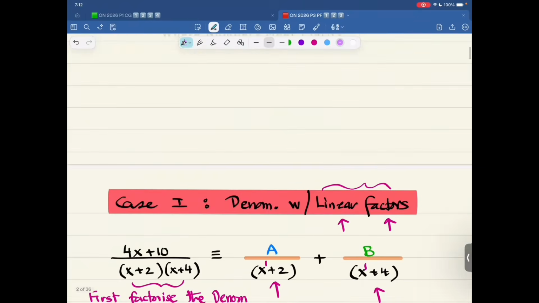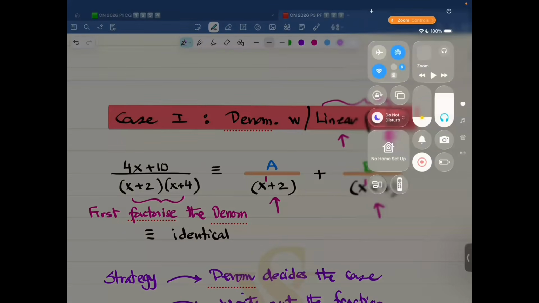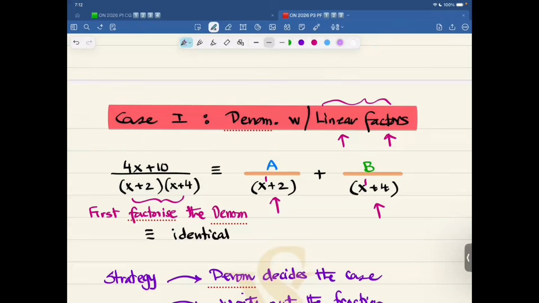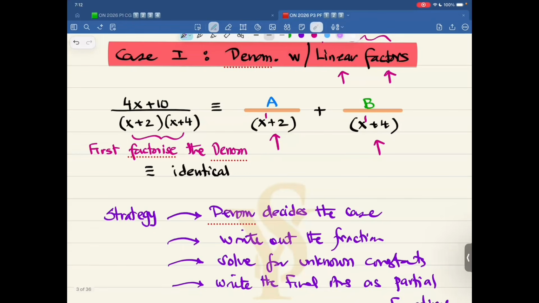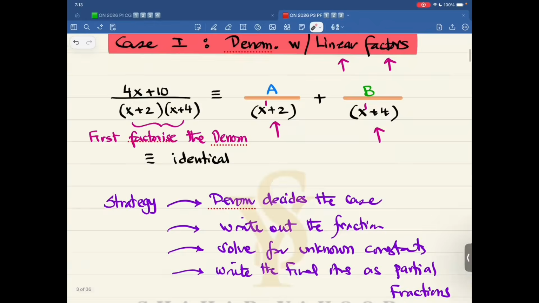So now we already know the basic idea of partial fractions. That is, a fraction will be given. We will look at the denominator. We will decide the case. If the denominator is linear, this is called denominator with linear factors. Naturally, the fraction has to be a proper algebraic fraction. What is the definition of proper? The highest power of the numerator should be lesser than the highest power of the denominator, and that is the case.